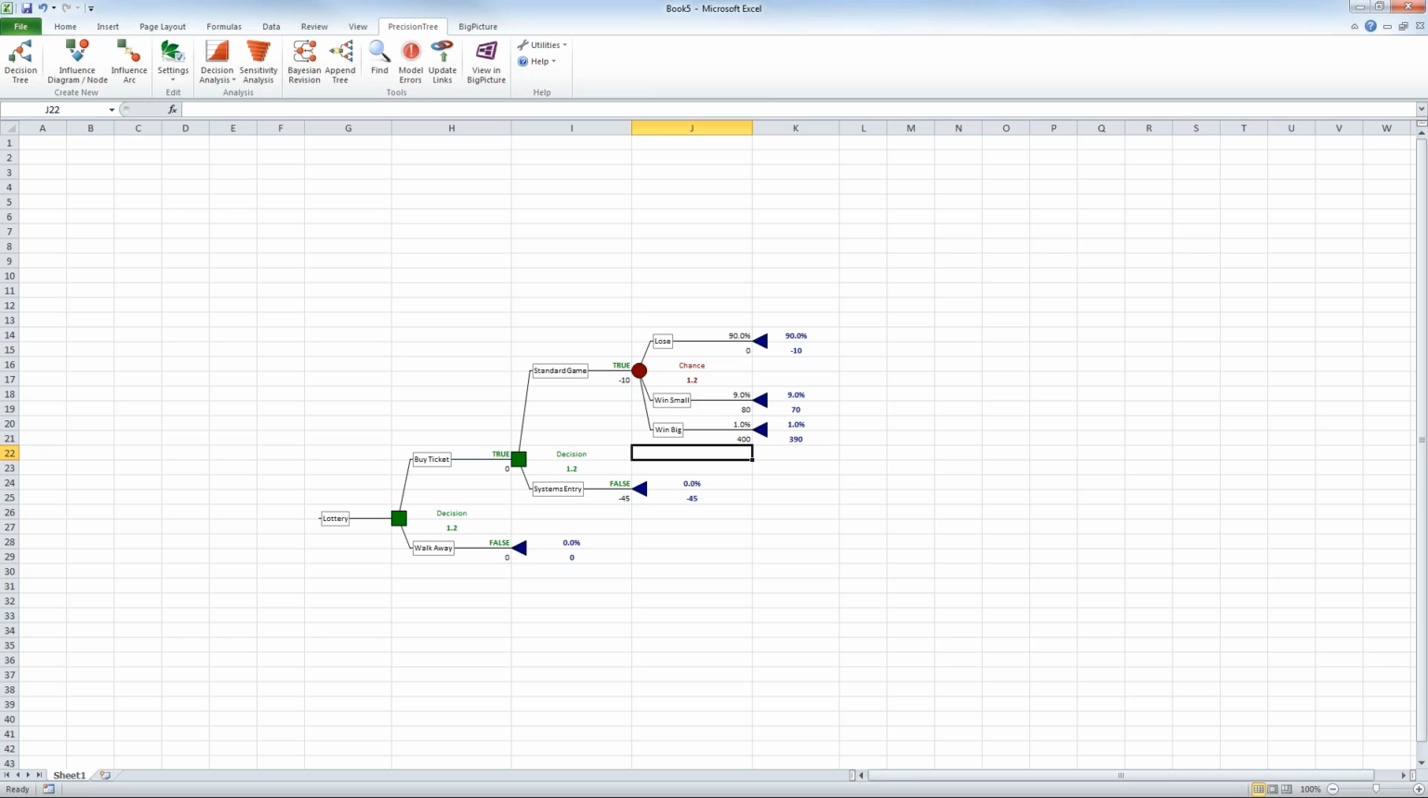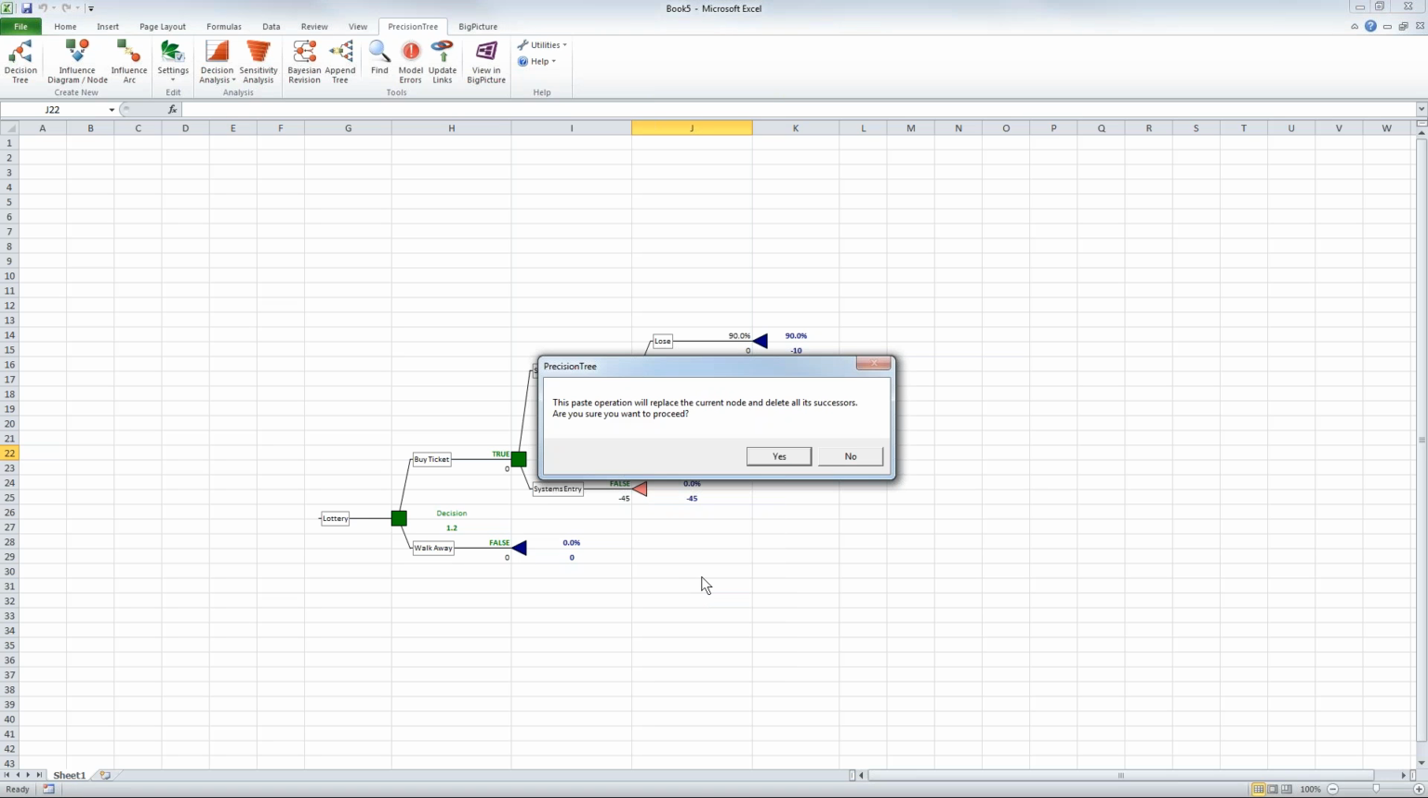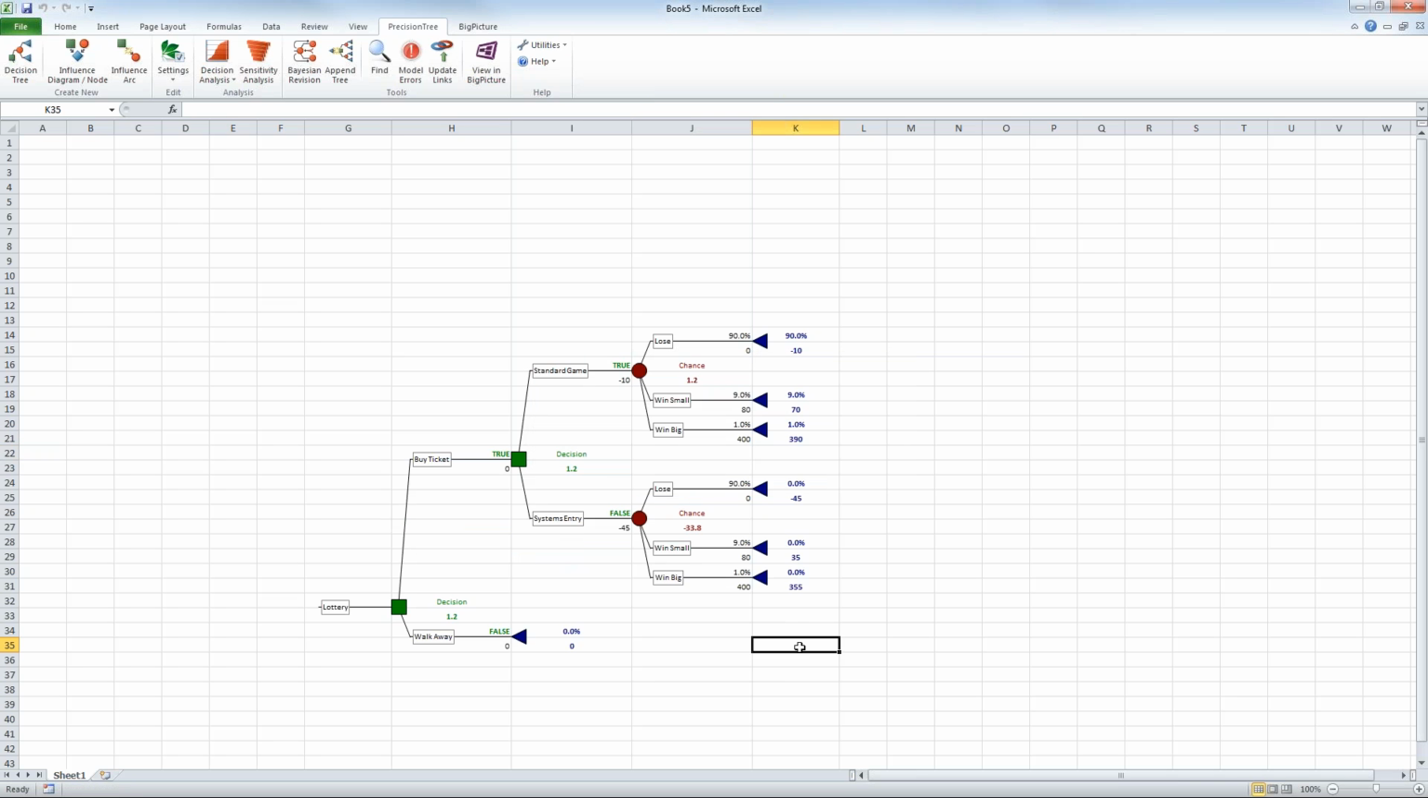Because we haven't entered any payout values. So just like it was before, we still need to add those payout values. So we're going to go ahead and right-click on the chance node here and say copy Subtree, and then we're going to right-click here and say paste Subtree, and it'll paste our Subtree here. So now we don't have to go back through and type in loss, lose, win, or win small, win big.